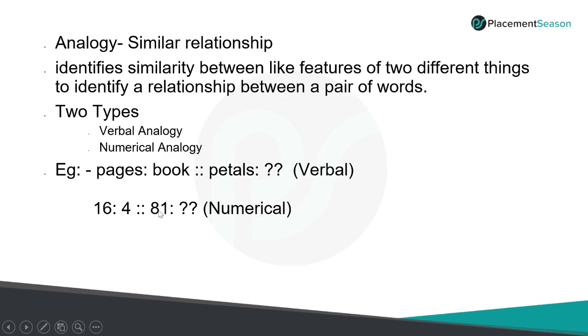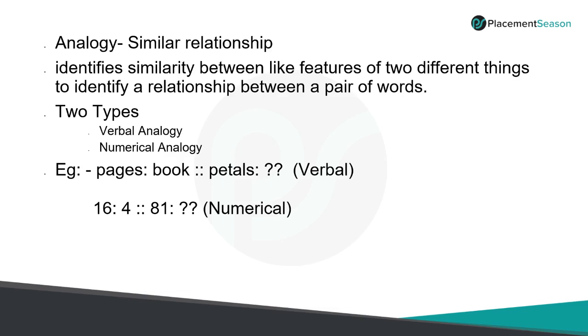Okay. And then the second, this is for numerical. In this session, we'll not be seeing numerical, but let me just give an example. So it is 16 to 4 and 81 to what? The first term is the square of the second term, which is 4 squared gives you 16. Nothing but 4 into 4 gives you 16. Similarly, what gives you 81? So we know it is 9 and the answer is 9 here.